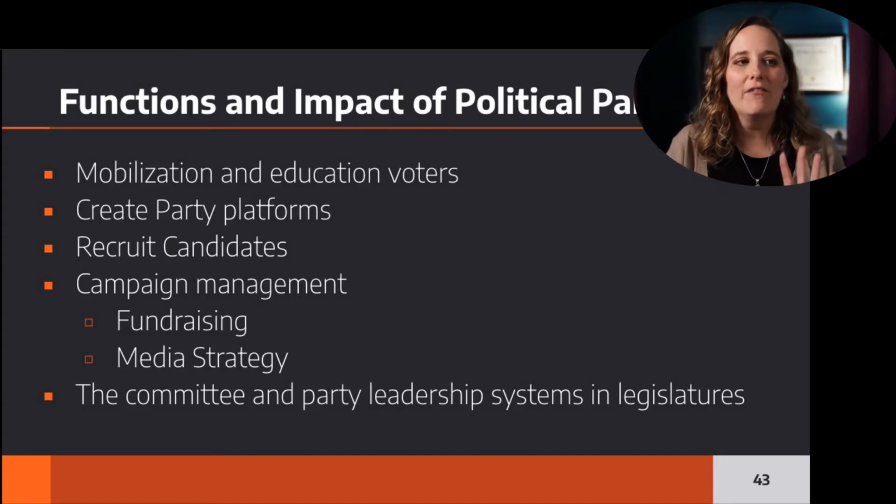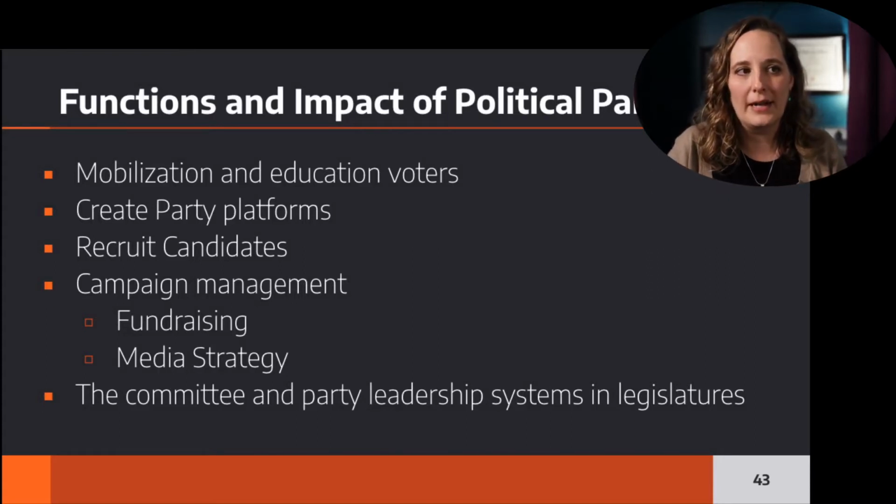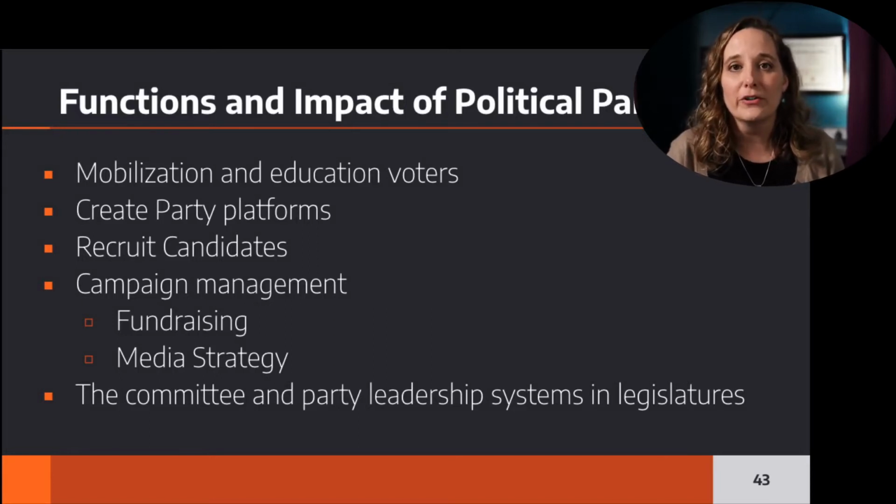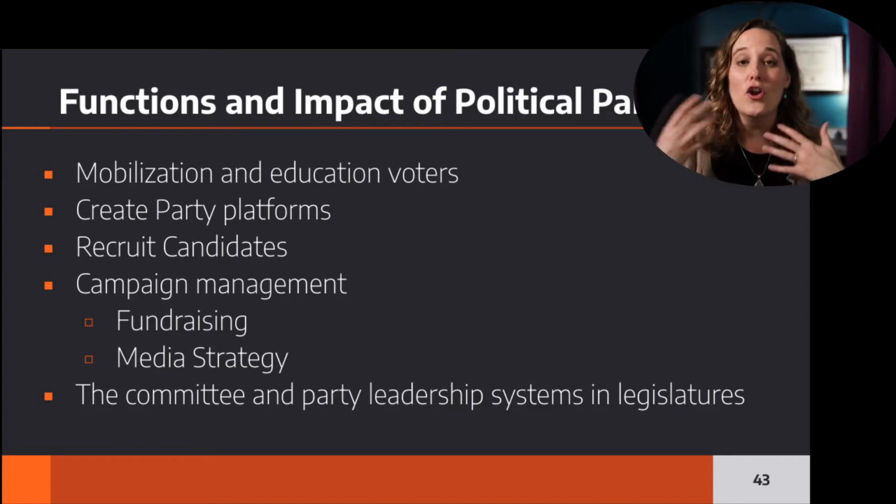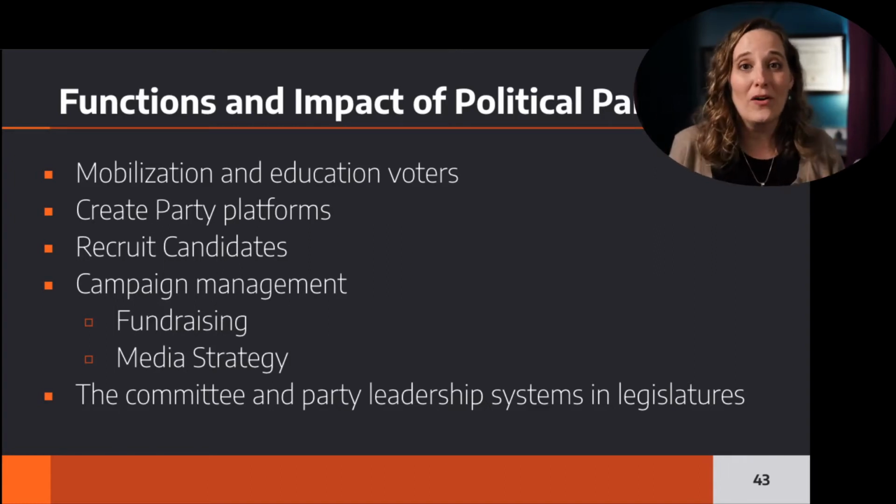There are really 5 main functions of political parties, and the first is the mobilization and education of voters. The political parties are really trying to get voters out to vote for their candidates. They want to make sure that people know who their candidates are and what they're all about so that people will go vote for them.